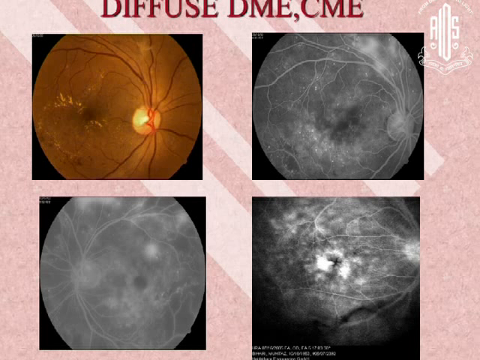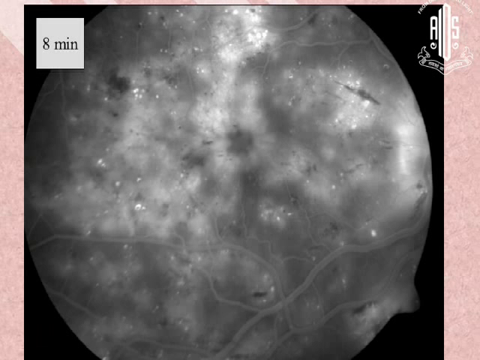Then comes the diffuse diabetic macular edema and the CME component, where you see multiple hard exudates on the standard color photograph, and where you see diffuse leakage from the microaneurysms finally causing cystoid macular edema. This is diffuse diabetic exudative maculopathy. This is the early stage picture, and this is the late stage where you expect pooling of the dye in those cystic spaces. This is typical cystoid macular edema with diffuse diabetic macular edema.